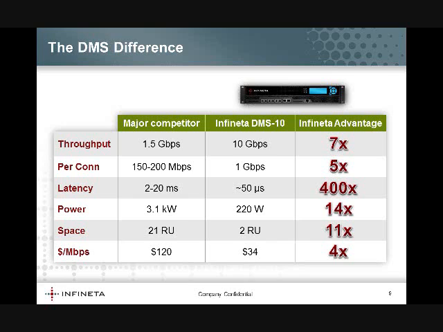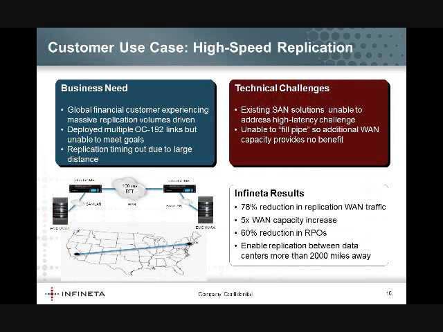So now let's return to the use cases we discussed previously, and let's see how the DMS addresses customer needs in each of them. For the coast-to-coast high-speed replication use case, the DMS was able to reduce WAN traffic by 78% and increase effective WAN capacity by about 5x.